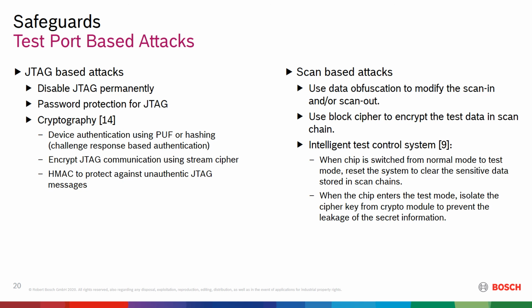Safeguards for scan based attacks would be to obfuscate the data that is traveling through the scan in, scan out. You could use some sort of encryption to encrypt the test data in the scan chain, or use some sort of intelligent test control system. That is, whenever the switch is switching from normal to test mode, you reset the system to make sure that all the data in the scan chain is cleared. Or when the chip enters the test mode, you try to isolate the key from the cryptographic module to prevent the leakage of the secret information.